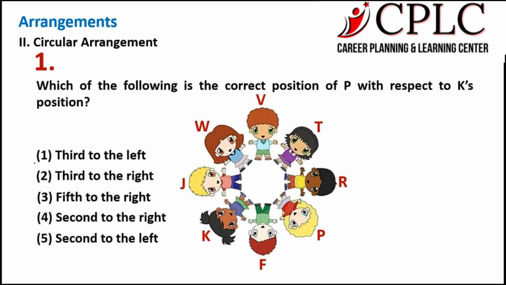The first question, which of the following is the correct position of P with respect to K's position? So this is where K is, he is facing inside and anti-clockwise direction. So second to the right should be the correct answer. So second to the right is the correct answer option.